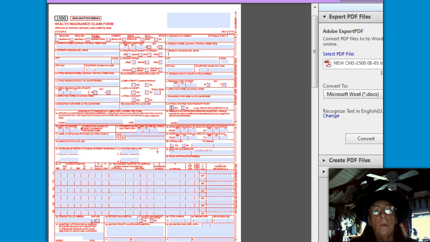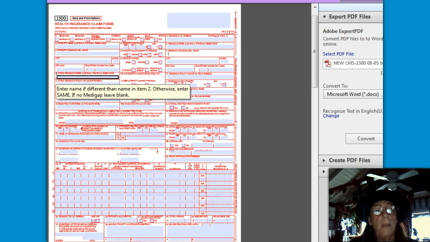And this is indicating whether the patient has two carriers. So if they only have one insurance company or they have Medicare, you would leave this blank. But if they have other insurance, you type in yes. If they do not have other insurance, you type in no. And you can see here it says if they do have other insurance, you're going to go over here to block 9, and you're going to fill in this other information.